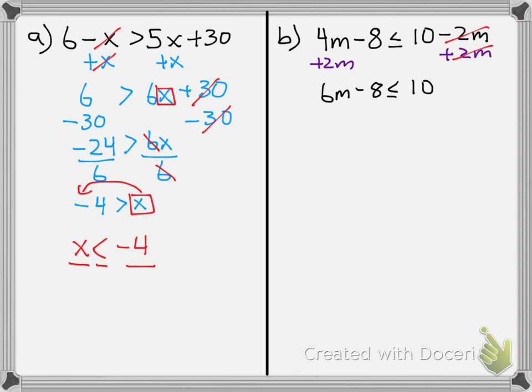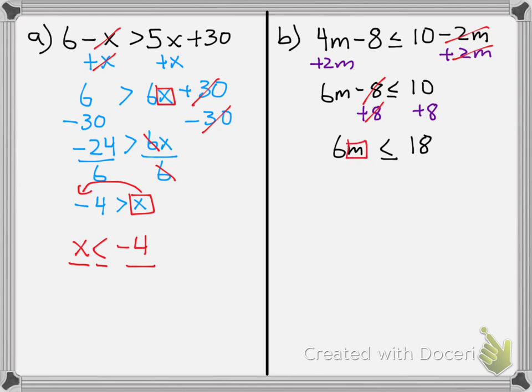Okay, now we're going to move our constant on this side, which is our negative 8, over to that side. In order to do that, we have to do the opposite operation, which is we're going to add 8 to both sides. And we're left with 6m, negative 8 plus 8 adds to 0. And this is still going to be less than or equal to. And then we have 10 plus 8, which is 18.